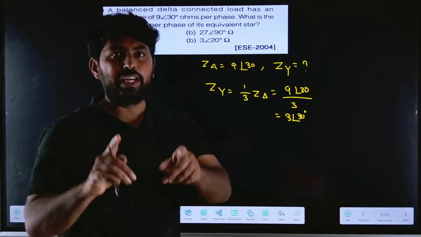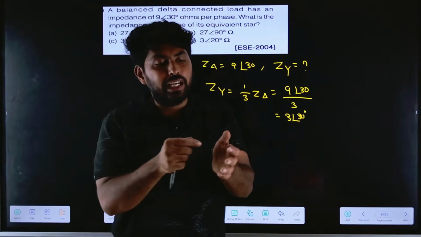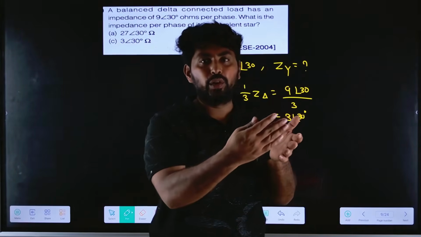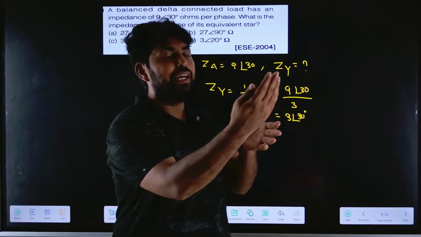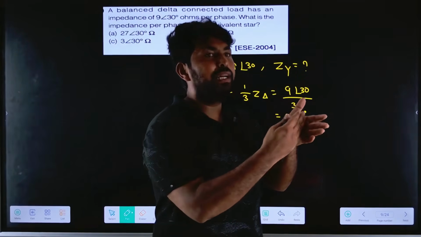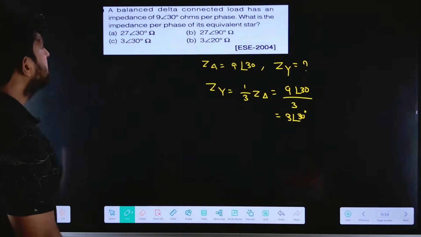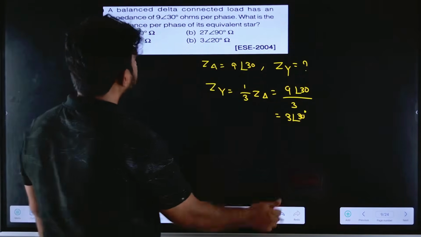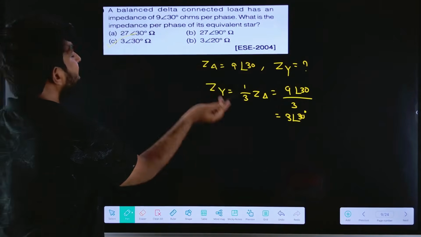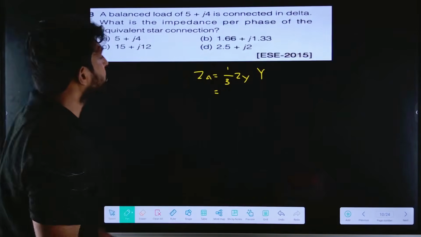If the impedances are connected in delta and you make the equivalent circuit, the equivalent star value will be Z delta divided by 3, that is 1/3 of the Z delta. So the answer will be 3 at an angle 30 degrees. Now let us solve the next question.